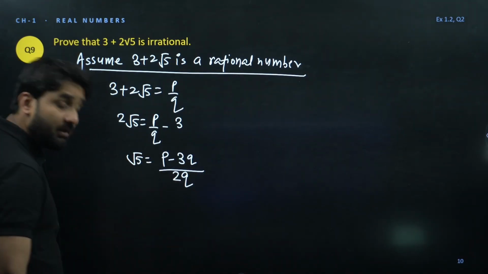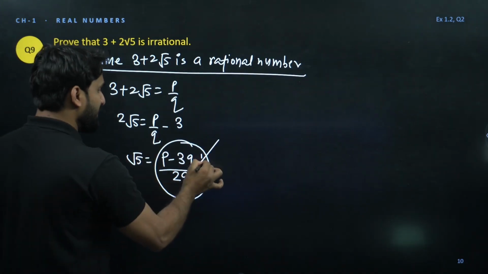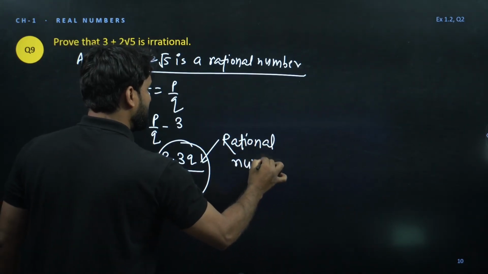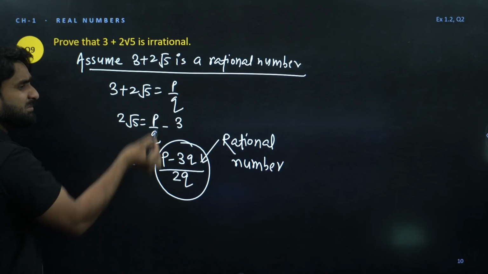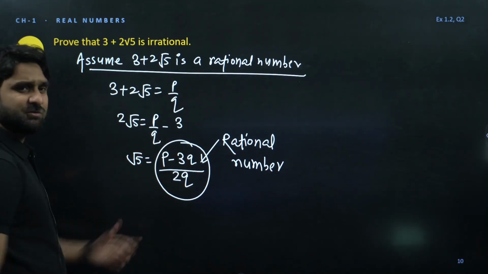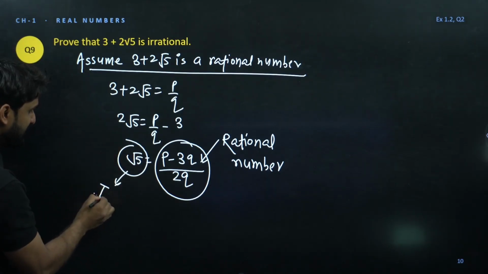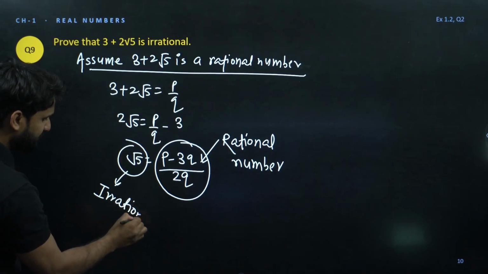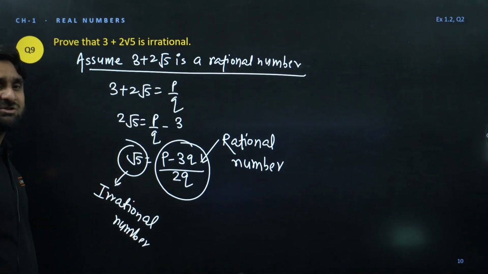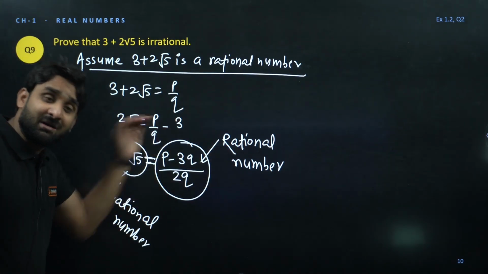This whole function, the complete right side, is a rational number. Why? Because P by Q is modified; we are multiplying by 3, dividing, and doing these things, so that is a rational number. But root 5 we have already proved in the previous question is an irrational number. So the RHS is a rational number, the LHS is an irrational number, and an equal sign is there. This is not possible. A rational number can't be equal to an irrational number.